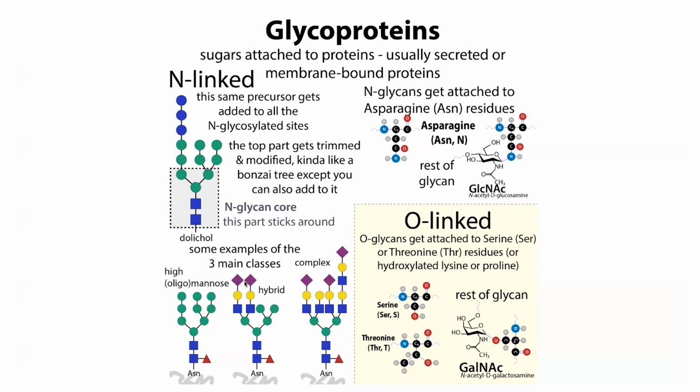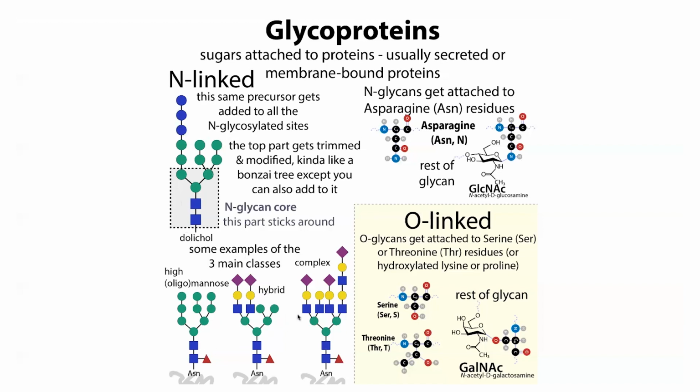There are three main classes: high mannose (oligomannose), hybrid, and complex. It can get complex, and I'm not going to go into it, but you can see these different shapes are representing the various different sugars. Another thing is that you might think, okay, why do you add this whole big thing if you're just going to take off some of it?